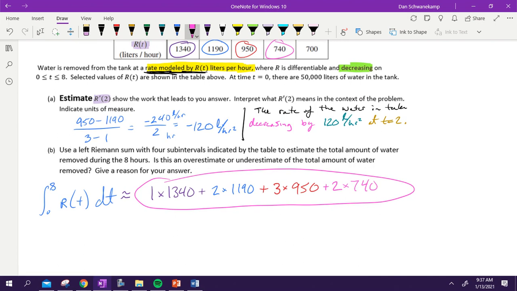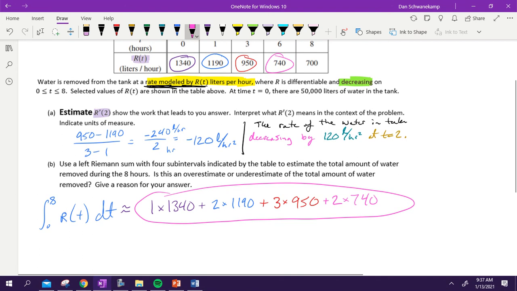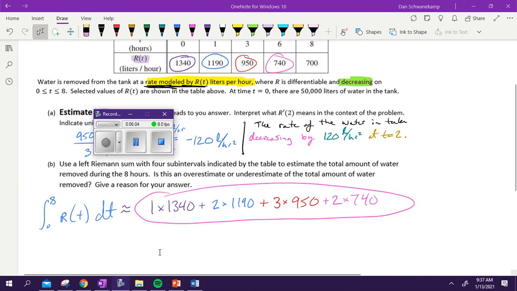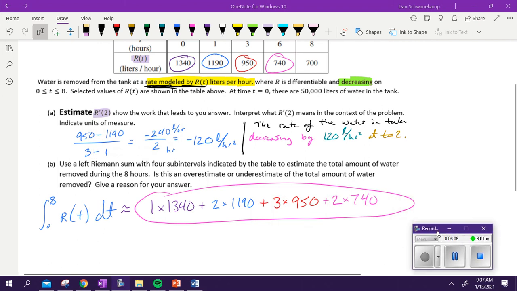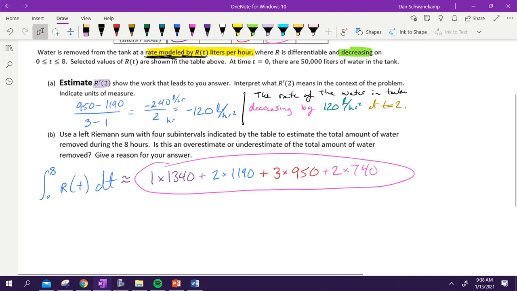Okay, the next question says, is this an over or an underestimate of the water removed? Talk with your neighbor. I'm sure you haven't gotten to that yet. Talk with your neighbor and decide, is that over or under estimate and why? It is an overestimate. What 2 things are going to tell me that this is an overestimate? Austin?